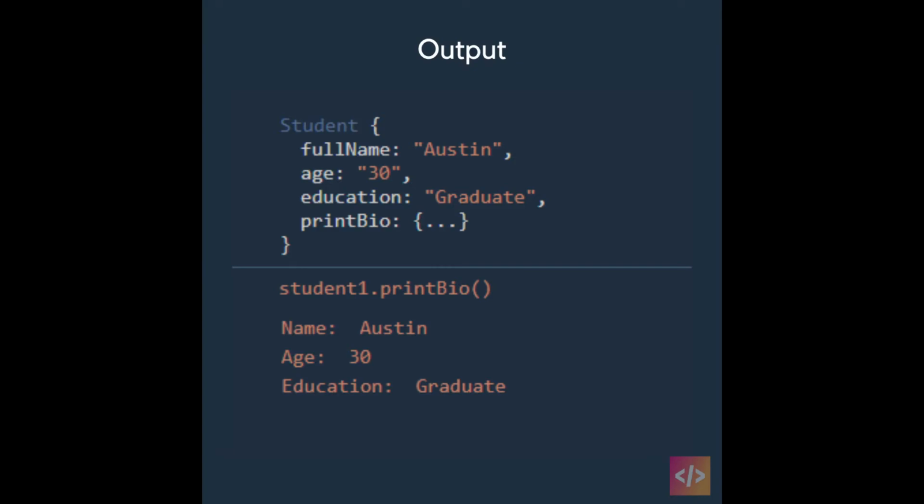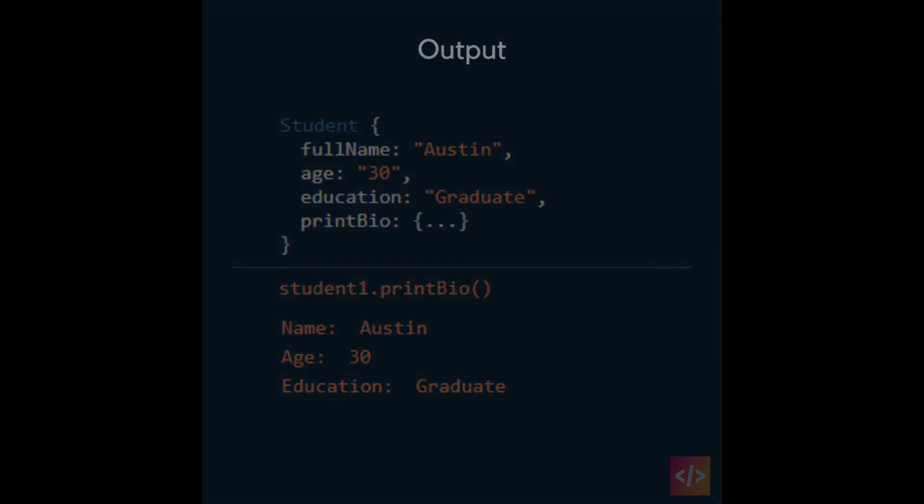So let me first print the student object. As you can see, I have the properties fullName, age, education, and the function printBio. But when I call the printBio function from the instance, I can actually print the name, age, and education as defined from its inherited property.